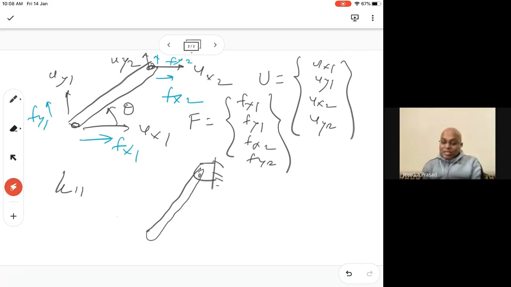You are given a pin joint here, so there will be no displacement in the X direction and no displacement in the Y direction. Here, the first degree of freedom is in this direction, so we will make it free. However, in this direction there is no displacement, so we have to give a roller support, something like this.